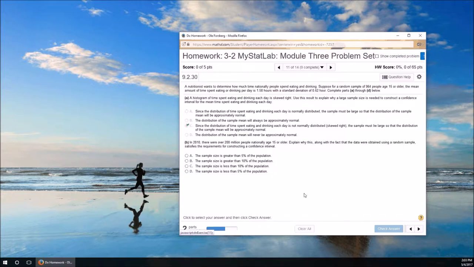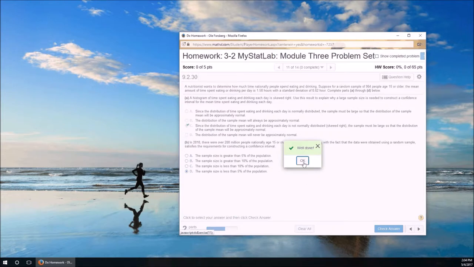The sample size is less than 5% of the population. The book emphasizes that for a finite population, even a humongous one of 200 million, the sample size needs to be no greater than 5% of that population. Check the answer. Woohoo! I'm well done. C.